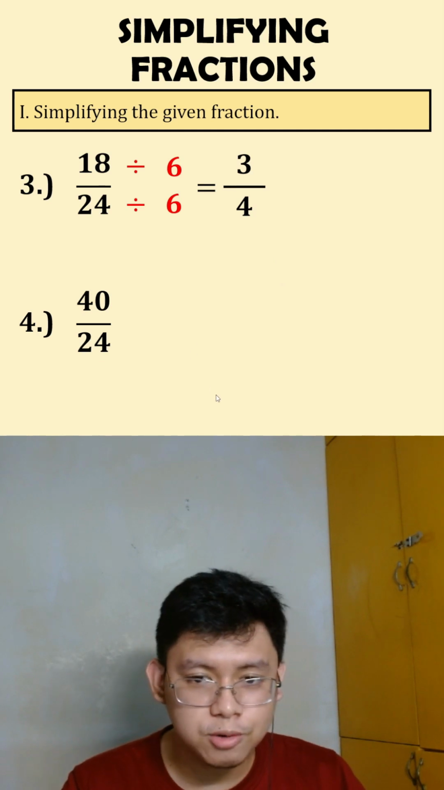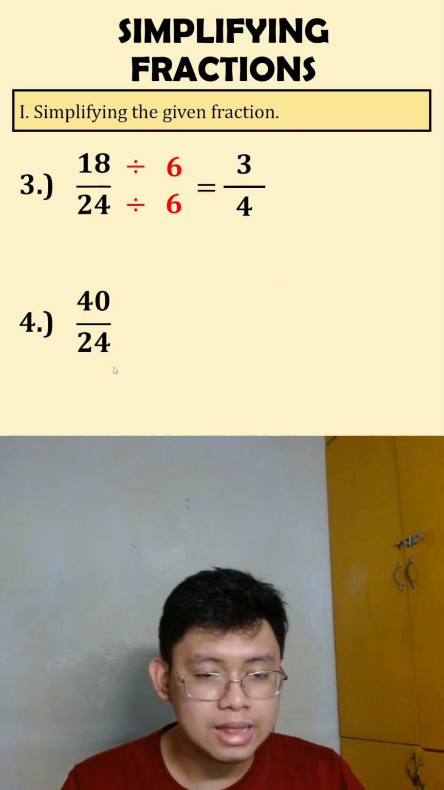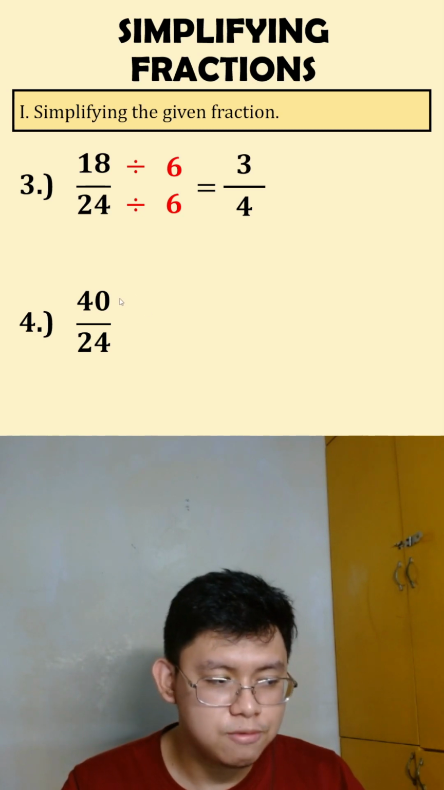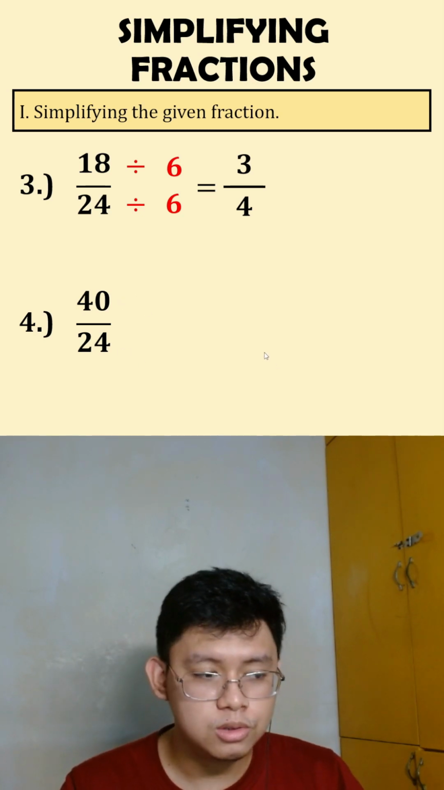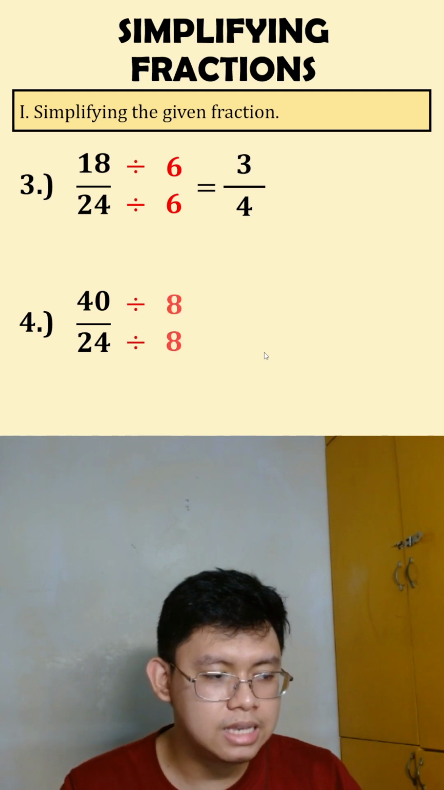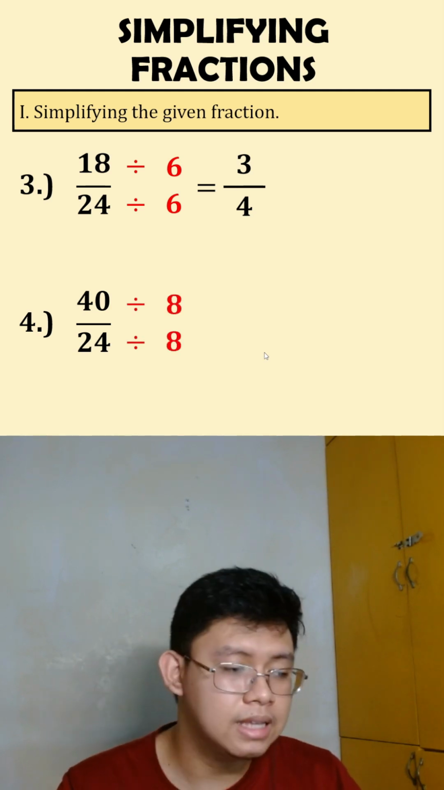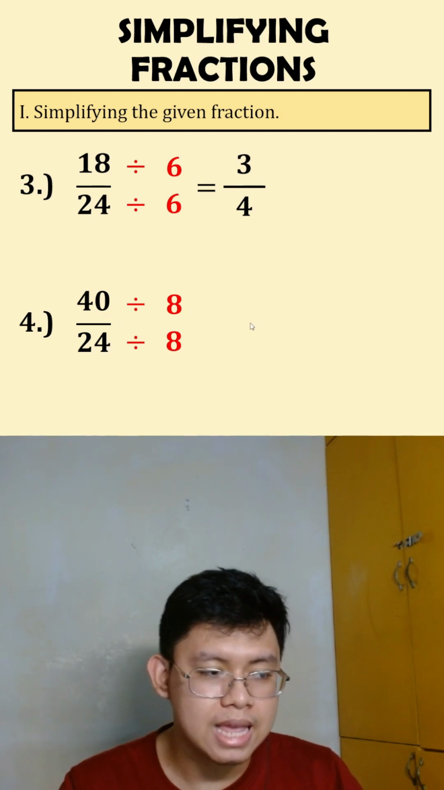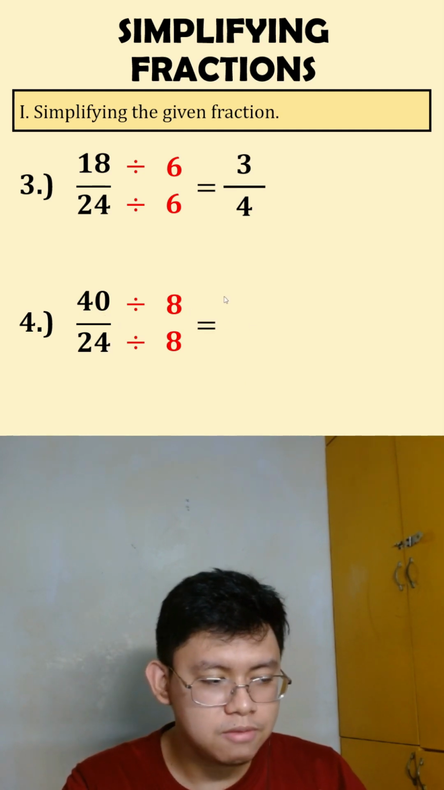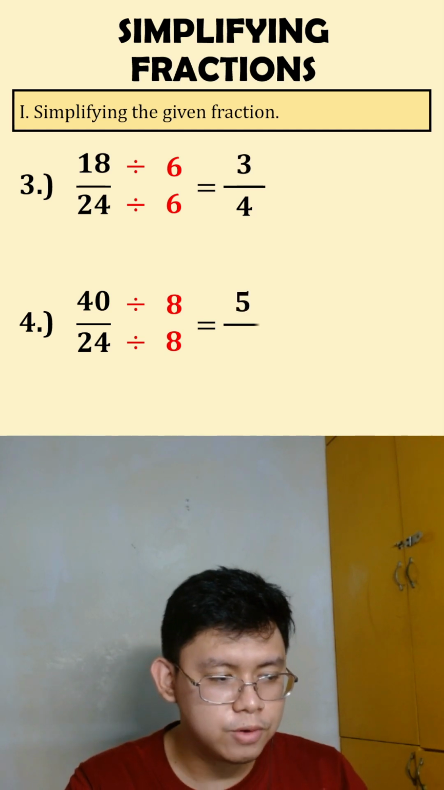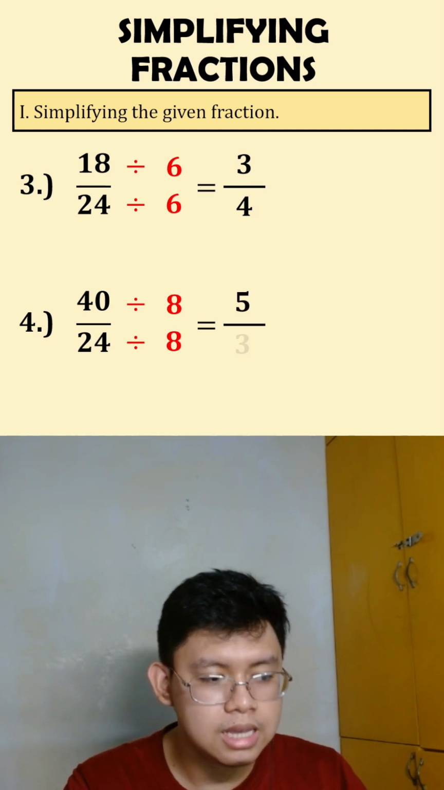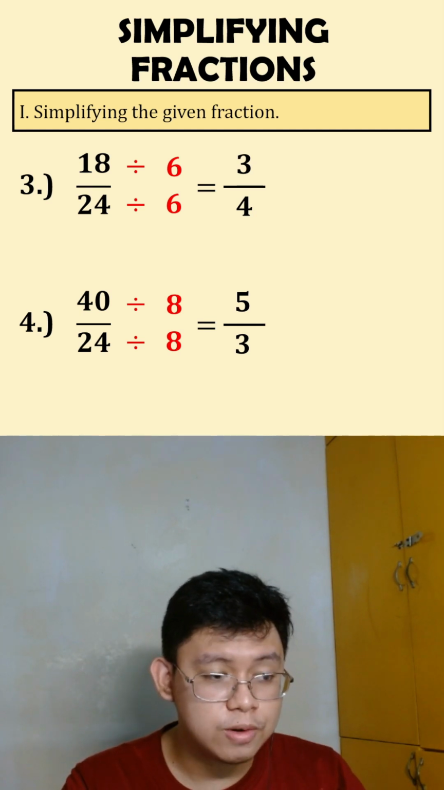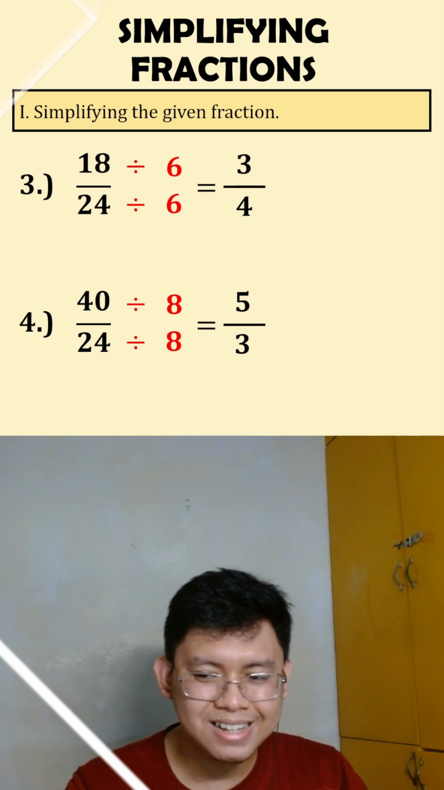Now, let's proceed to our fourth item, 40 over 24. So, hanapin natin yung greatest common factor ni 40 at ni 24. Yung greatest common factor nila is they are both divisible by 8. So, divide natin si 40 and si 24 by 8. That will be equal to 40 divided by 8 is 5 over 24 divided by 8 is 3. So, our simplified form will be 5 over 3. And that's it! Ta-da! Alright.